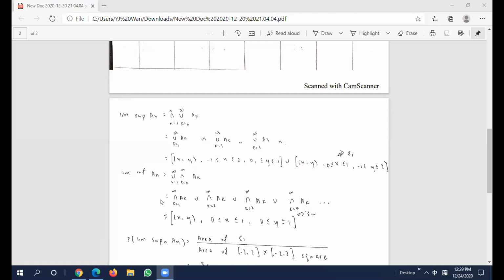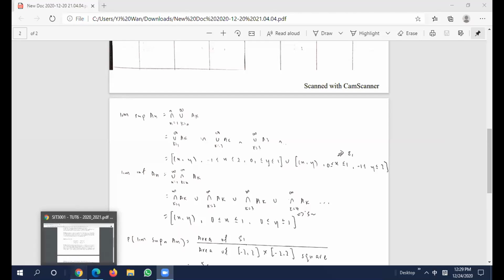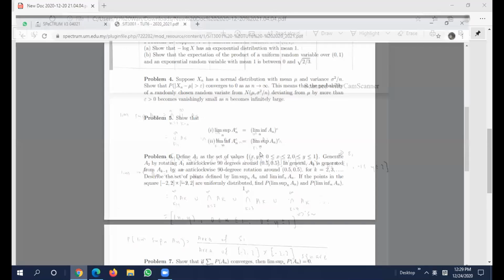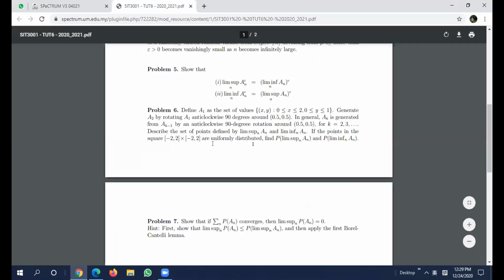Then the next question, problem 6. I'm the one doing question 6. Okay, Eugene. So can you see my screen? Okay. So basically, the question asks us to find the lim sup a_n and lim inf a_n.